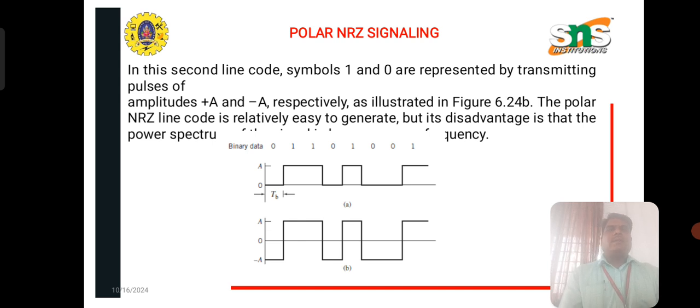Next method is polar NRZ signaling. In this second line code, symbols 1 and 0 are represented by transmitting pulses of plus A and minus A respectively, as shown in this figure. The polar NRZ line code is relatively easy to generate, but its disadvantage is that the power spectrum is not efficient and will occupy more frequency. If you see, 0 means it takes minus A, and 1 means it takes positive A.